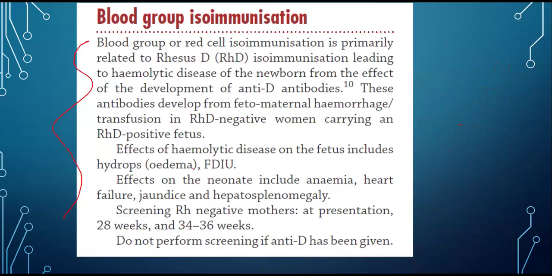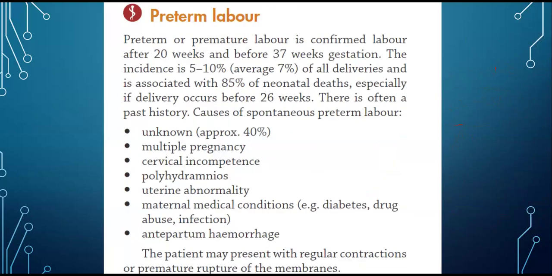Okay, so that's pretty much about Rh-IC immunization. Next, preterm labor. Preterm labor is if labor pain starts after 20 weeks but before 37 weeks. So preterm means before term. So we know that term is from 37. So if a patient has got labor pain or onset of labor before 37 weeks, that's preterm labor. There are lots of causes of preterm labor, but most of the time there is no cause.